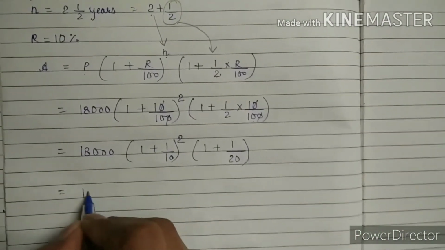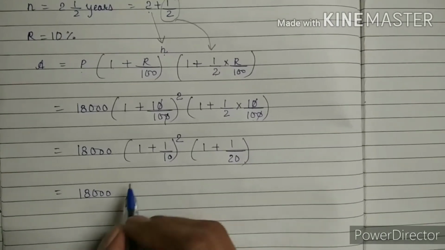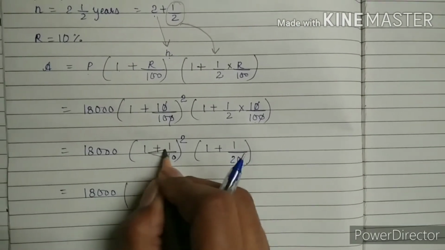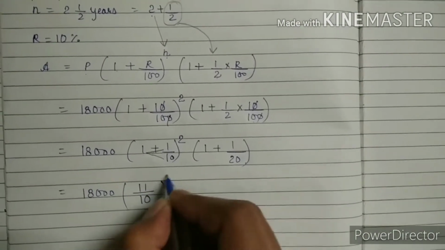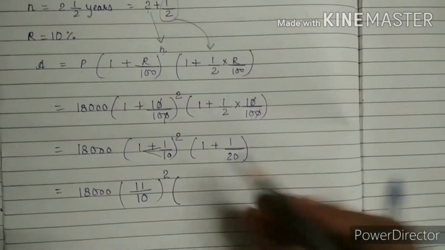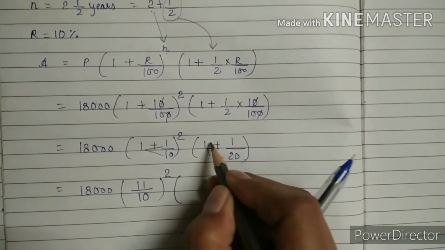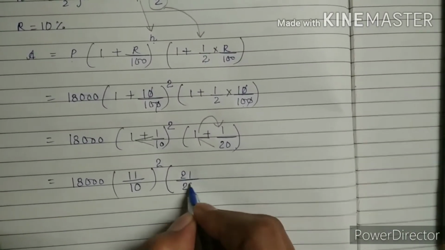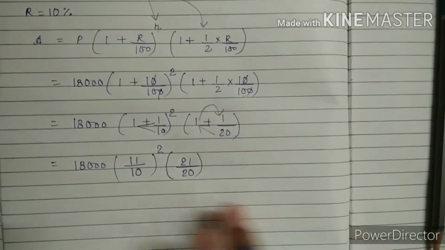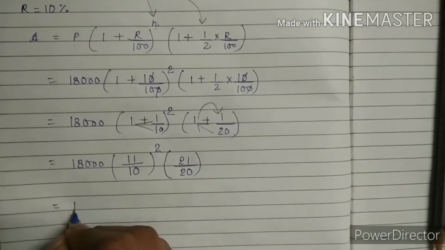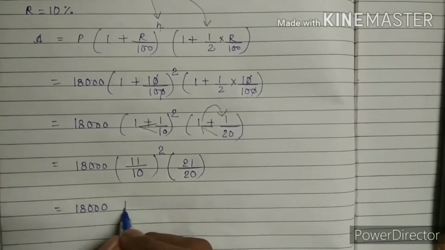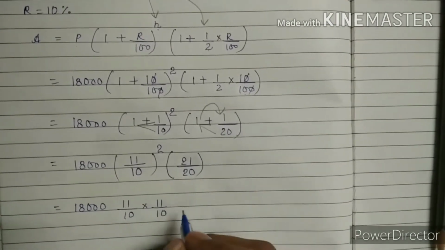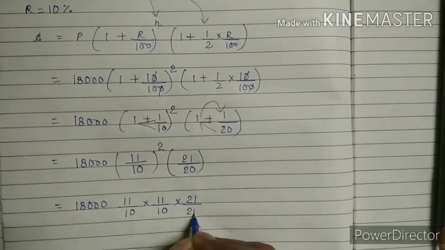Now you can see 18,000. Now this time I am directly doing 10 into 10, 10 1 is 10 plus 1, 11, 11 by 10 whole power is 2. Same in this bracket, 21 is 20 and 20 plus 1 is 21, 21 by 20. Here 11 by 10 is coming with the power of 2. It means 11 by 10 multiplied by 11 by 10. When we open this bracket, the multiplication symbol will also come here.